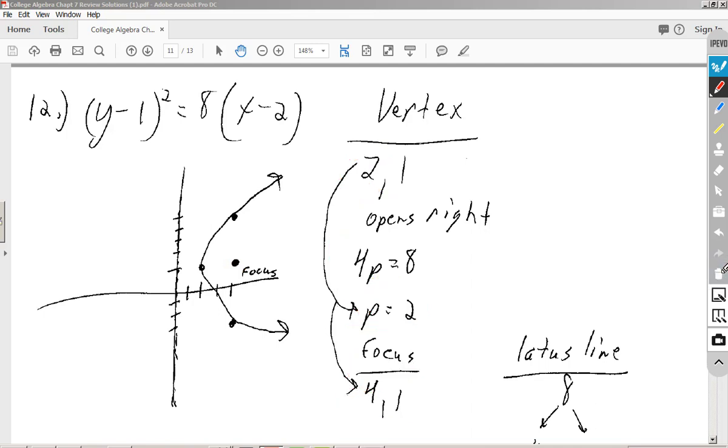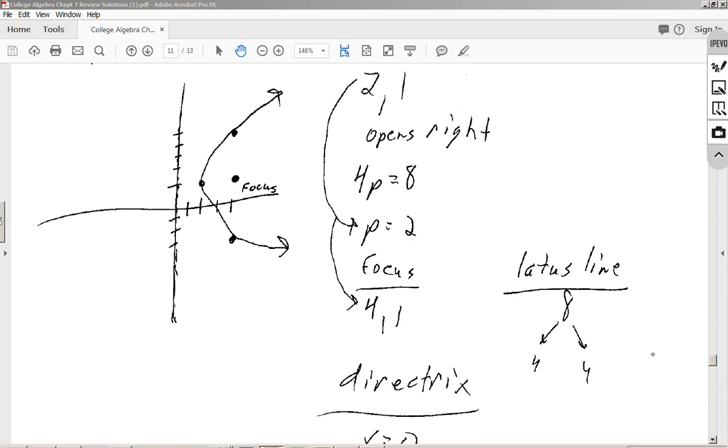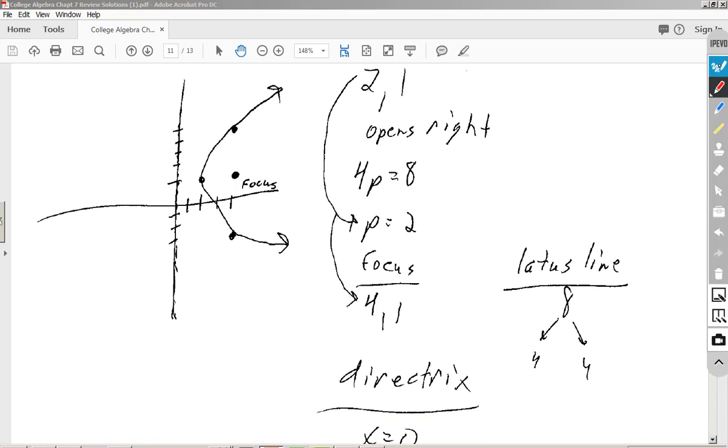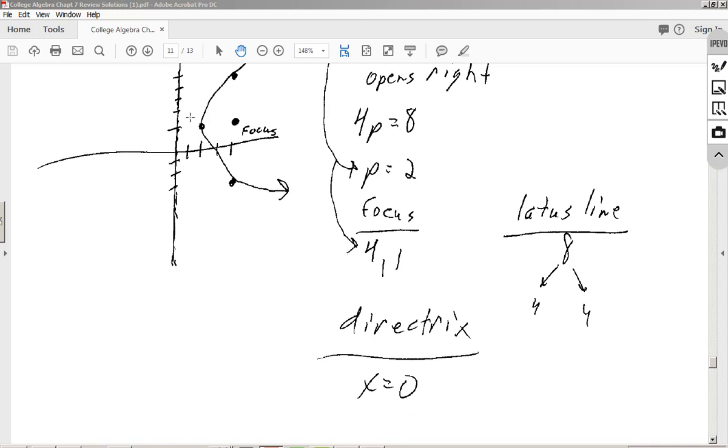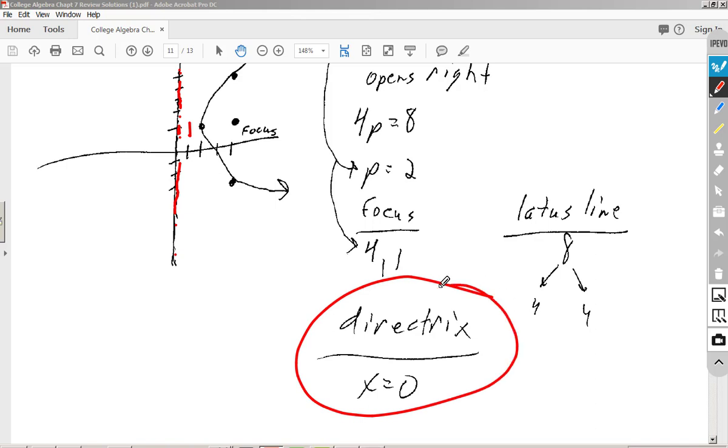My latus rectum, this number right here, gives me a total of 8. When I divide that in half, that means in each direction I'm going to be moving 4. Notice my latus rectum is this imaginary line right here, but I moved up 4 for this point, down 4, and that would give me the shape of my parabola. Now my directrix is that line back here. I went back 2, so going back 2 would just be this axis right here, and this axis is x equals 0.